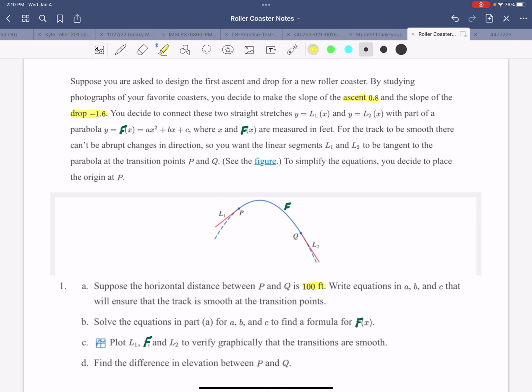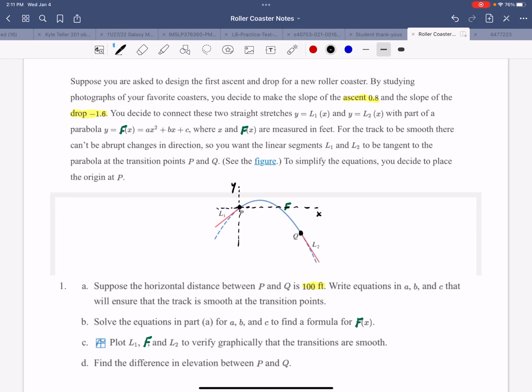Okay, I'm just going to highlight those little bits of information. Now, anyway, we want to graph these functions. We want to figure out what L1, F, and L2 are, and we want to graph them. So just to give you an idea of where these functions are, if I were to draw a set of axes, right, that's where they are. This is the x-axis, this is the y-axis.